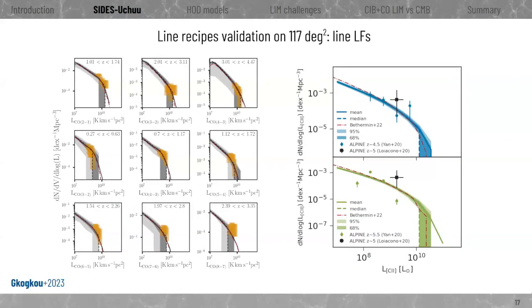Of course, before we use the simulation and we trust it, we have to validate it. So for the recipes used for the lines, we compare the output of the simulation, which is the solid line everywhere. On the left, we compared the CO luminosity functions to observations from ASPECS, which are the orange squares. And on the right, for the C II line, we compare with the points here that are the data from the ALPINE survey. In all the cases, we considered the agreement overall quite good to trust the recipes that we put for the lines.